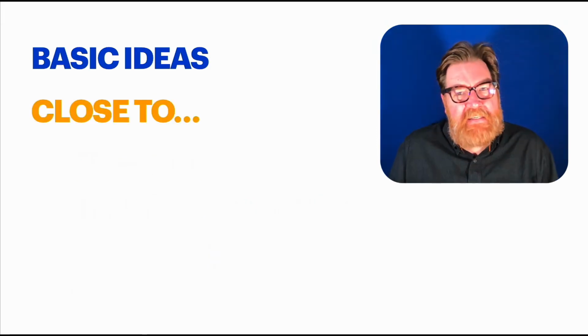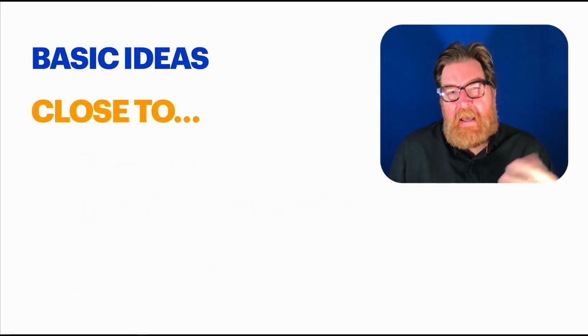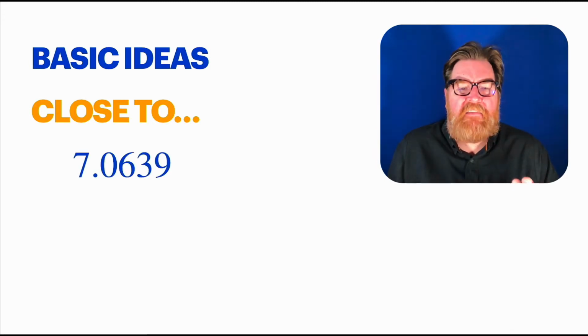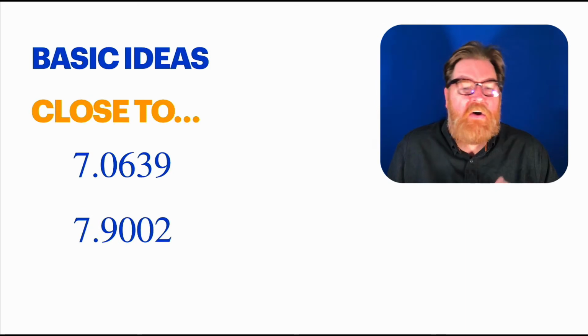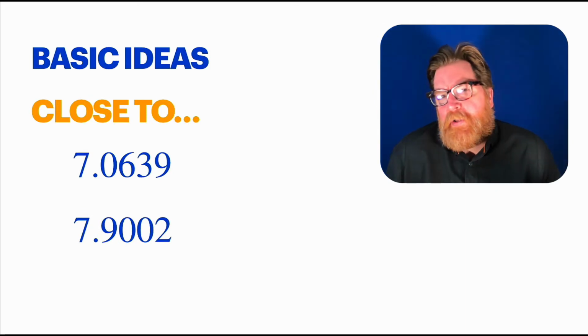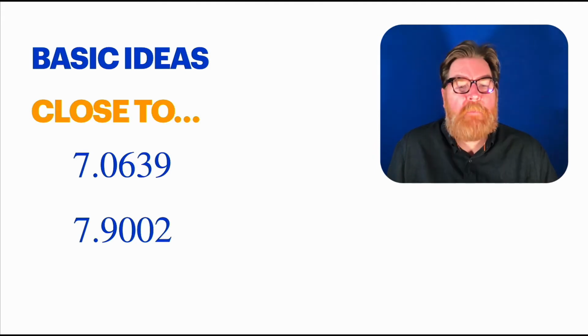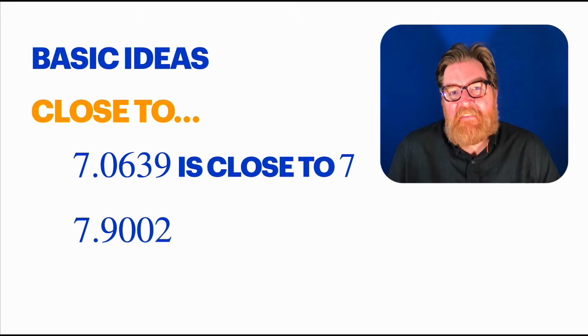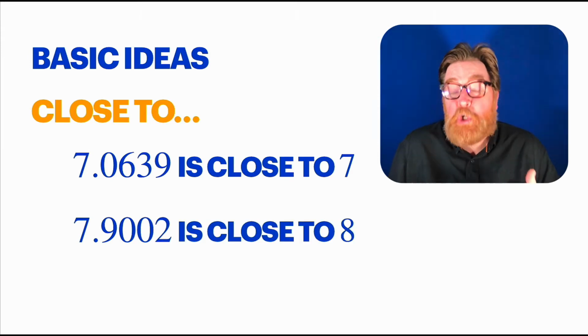Okay, another basic idea is close to. We've worked on that in all our number sets so far. So you should know that for 7.0639 or 7.9002, you want to get a handle on what those are close to, just a nice number sense. Well, 7.0639, that's really just close to 7. And 7.9002, that's really close to 8.